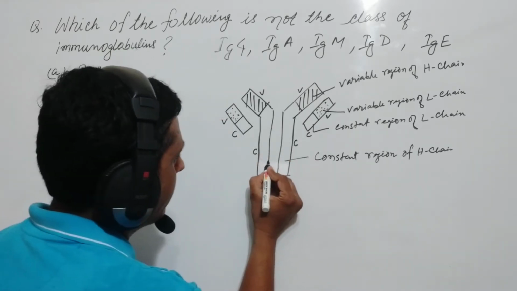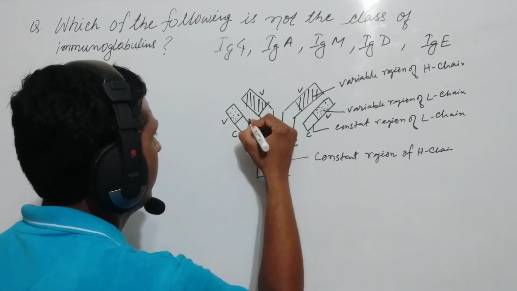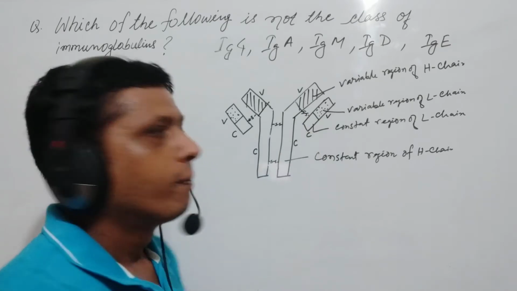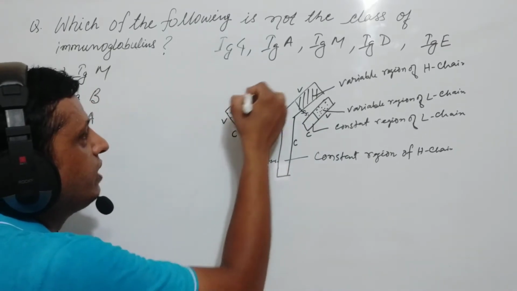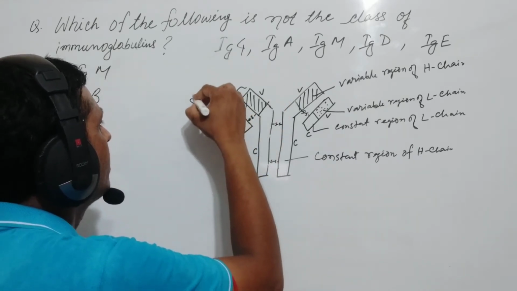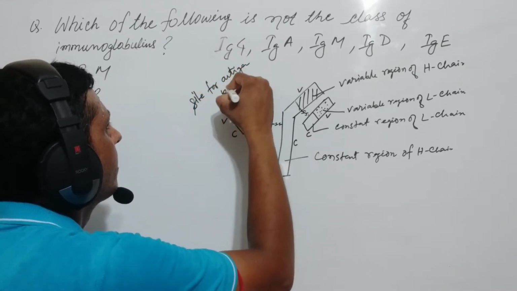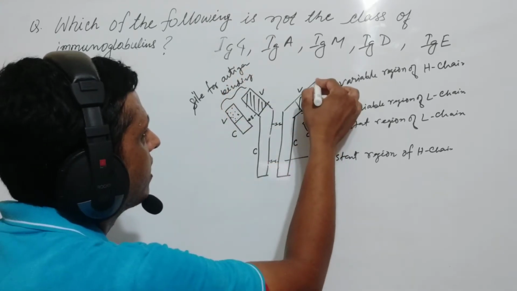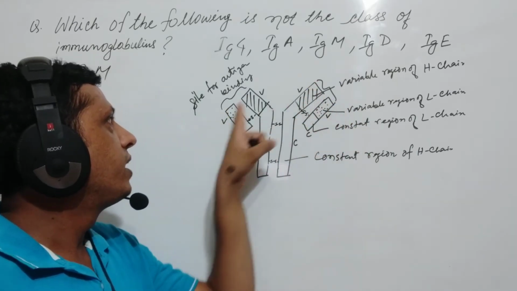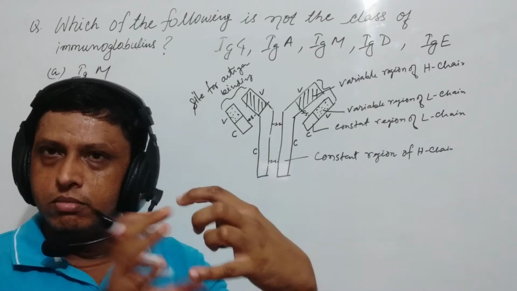These chains are connected by disulfide bonds. These variable regions of heavy chain and light chain constitute the site for antigen binding. So here this portion is also an antigen binding site. The variable regions of heavy and light chain constitute the antigen binding site where it binds with the antigen.